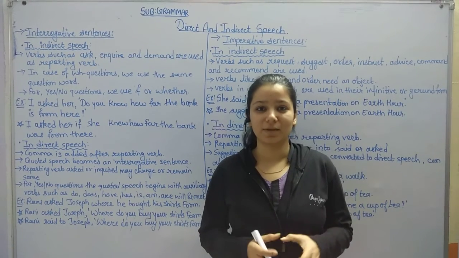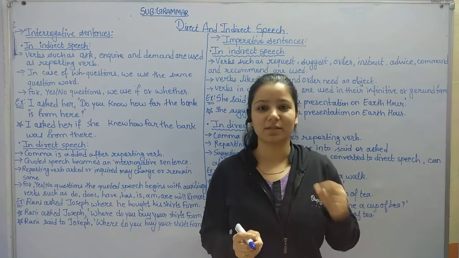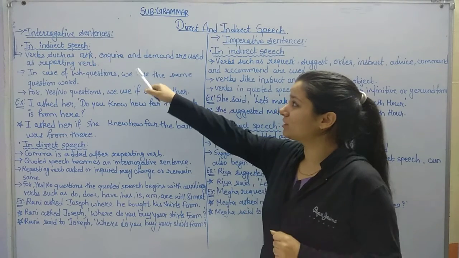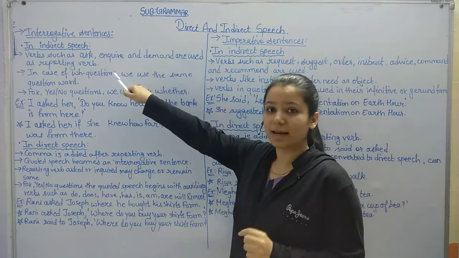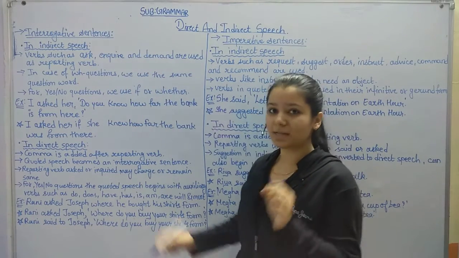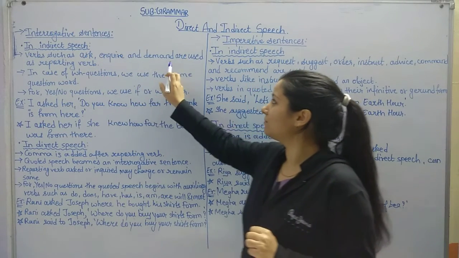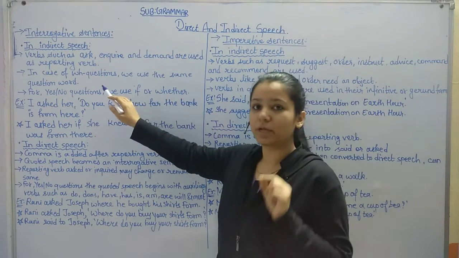Now we will see how we can change interrogative and imperative sentences into indirect and direct speech. First is interrogative sentence in indirect speech. While changing into indirect speech, verbs such as ask, inquire and demand are used as reporting verbs.